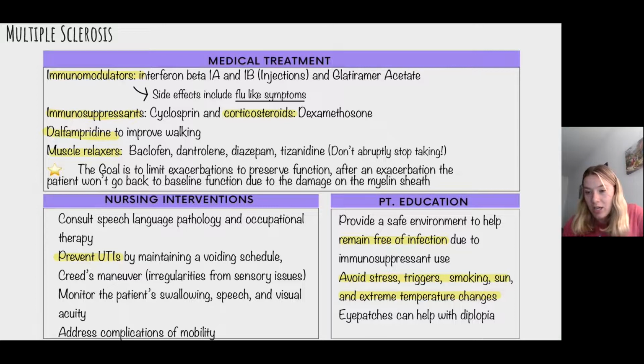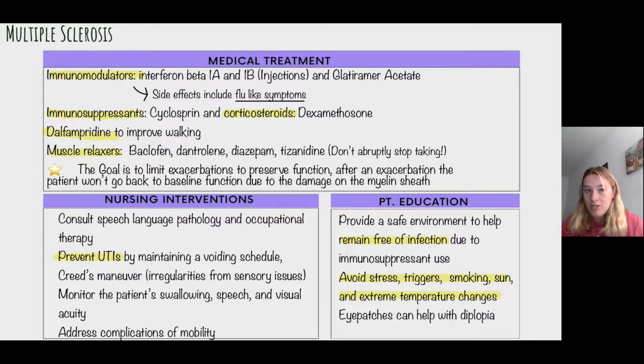There's different types of things we can do. In hospital, we can place catheters. The Credé maneuver, where we kind of push on their lower belly, will help too. Again, monitoring their swallowing, speech, and vision, etc. So with these patients, they're relatively manageable, but just think about all of our ADLs. They just might need a little bit of help. But always give them time, support, etc.